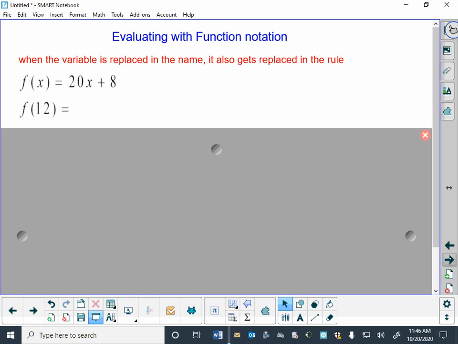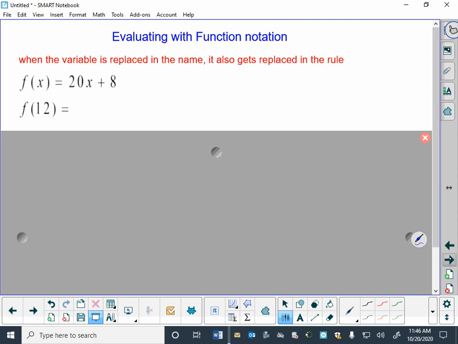then it also gets replaced in the rule of the function. Okay? So, for example, our f of x we said was 20 times x plus 8. So if it asks us what is f of 12, then that means everywhere that we saw an x in the rule side, we're going to replace that with a 12 as well. So 20 times 12 plus 8 is equal to 248. Okay. Little math there. And this 12 that we identified right here that replaced the x, replaced this x over here as well.